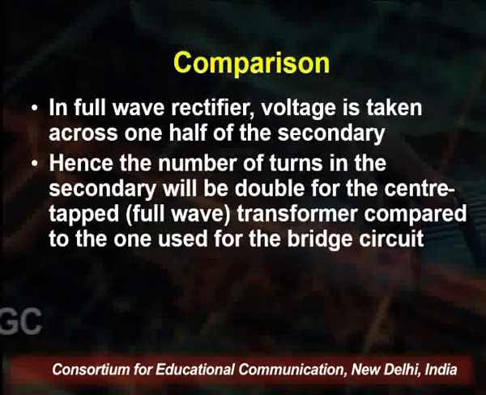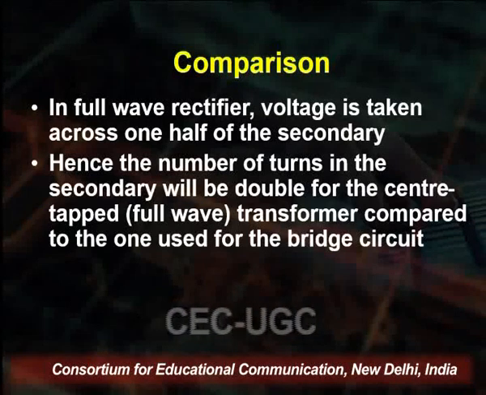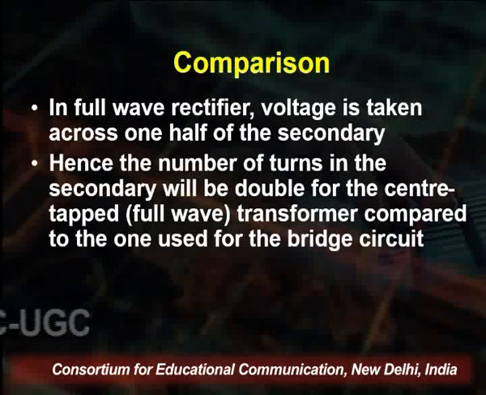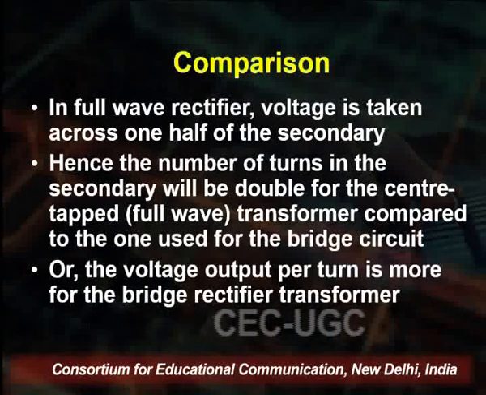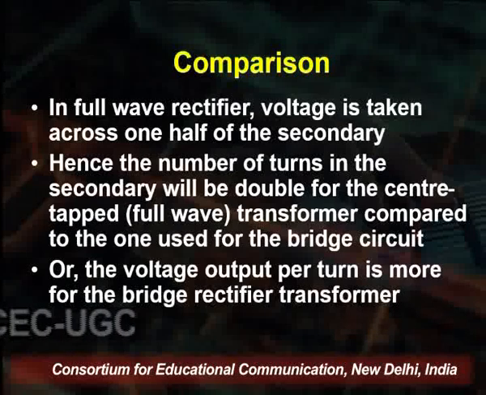Now in the full wave rectifier, voltage is taken across one half of the secondary, hence the number of turns in the secondary will be double for the center tap full wave transformer compared to the bridge circuit. Voltage output turn is more for the bridge rectifier transformer.